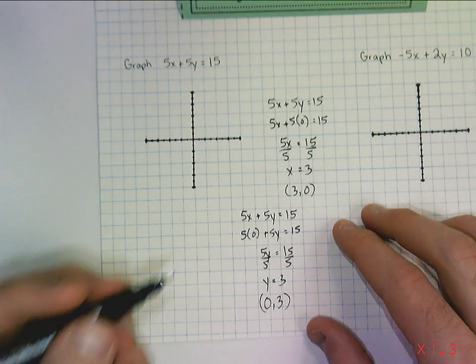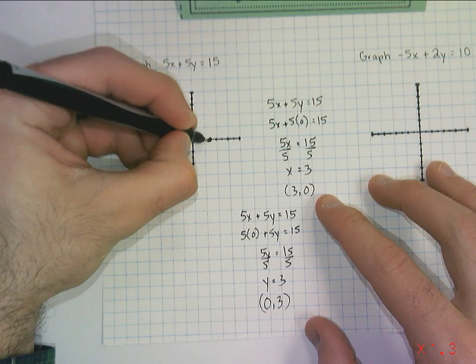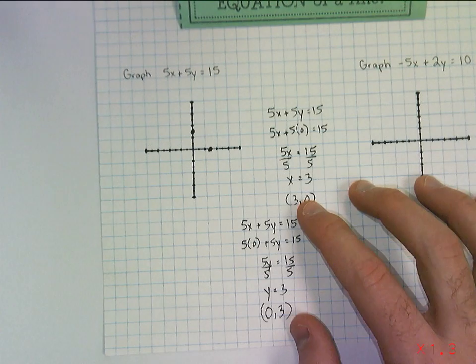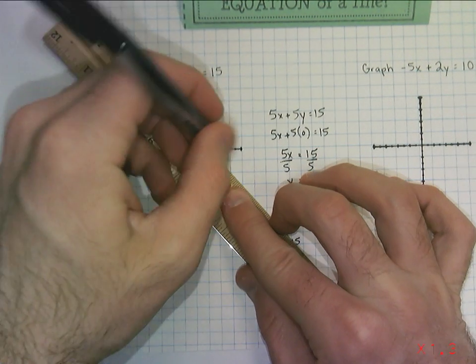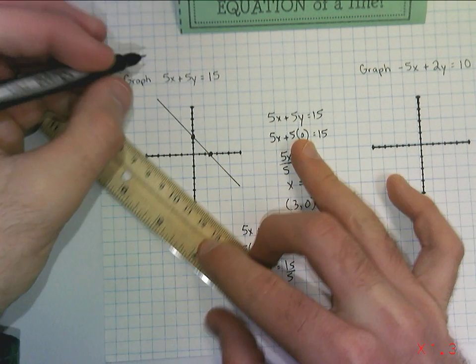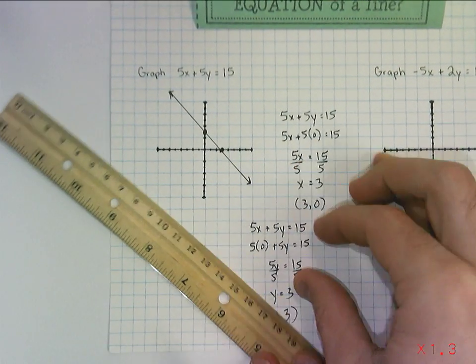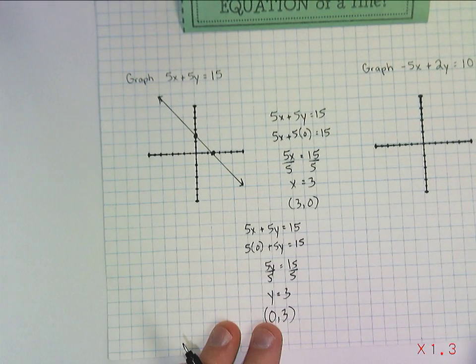So we need to plot both of those. So over 3 up 0 here, and over 0 up 1, 2, 3. Throw a line through that using your straight edge, and you have graphed that line using the intercepts given the equation in standard form.